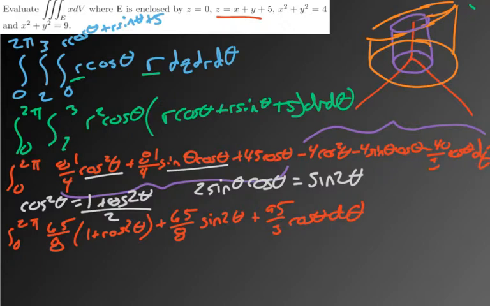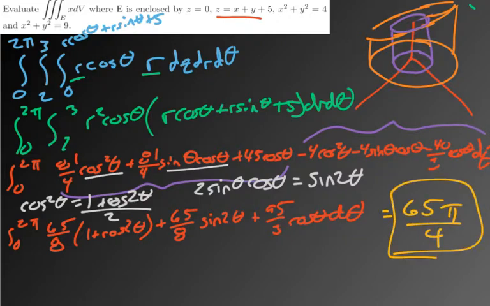So at that point, I'm going to let you fill in the blanks. Once you plug in the bounds 0 and 2 pi, you do need to do all the subtraction and stuff. You should be getting 65 pi over 4. That's what you should get. But that's a good example to show where cylindrical coordinates comes in really handy.